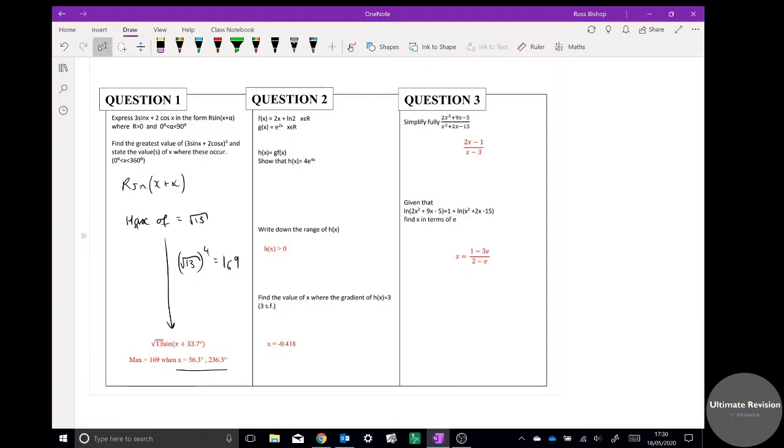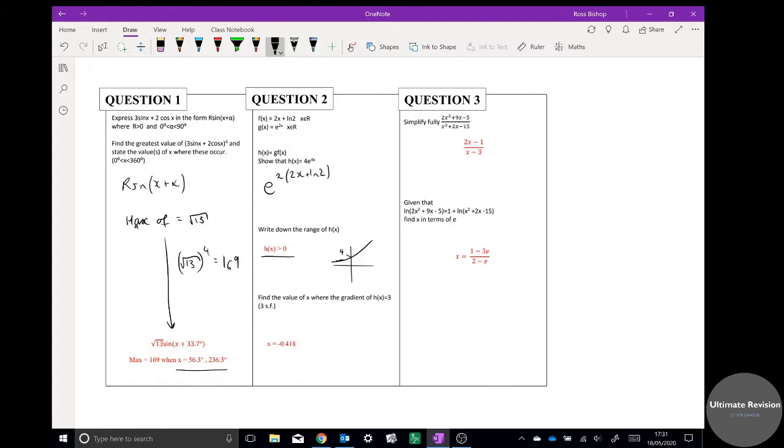Okay, show that h(x) is that. Well, you just put f(x) into that. So 2x plus ln 2. Okay, and then you rearrange that equation, and you'll find that it does give you 4e to the 4x. Range, well, the range of that, if you were to sketch that graph out, it will look like that. It will go through 4, but it will be bigger than or equal to 0.